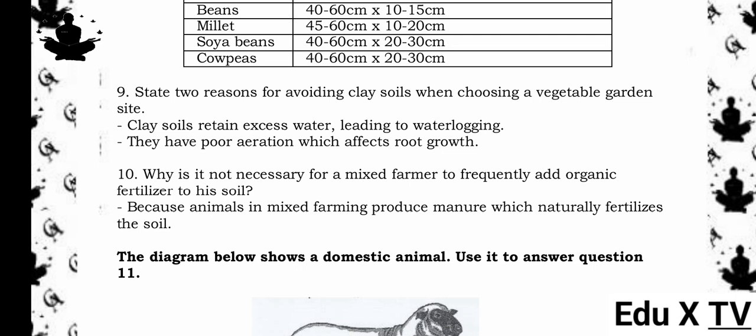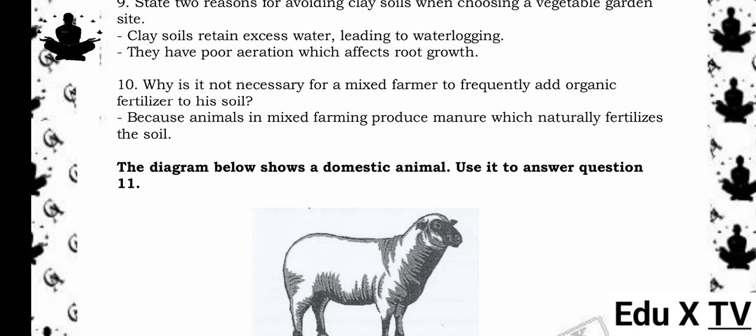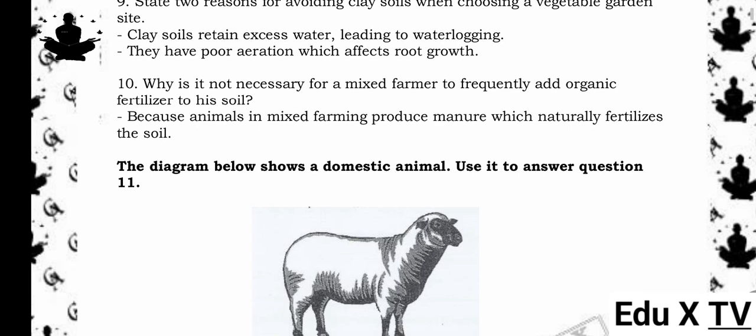9. State 2 reasons for avoiding clay soils when choosing a vegetable garden site. Clay soils retain excess water, leading to waterlogging. They have poor aeration, which affects root growth. 10. Why is it not necessary for a mixed farmer to frequently add organic fertilizer to his soil? Because animals in mixed farming produce manure which naturally fertilizes the soil.